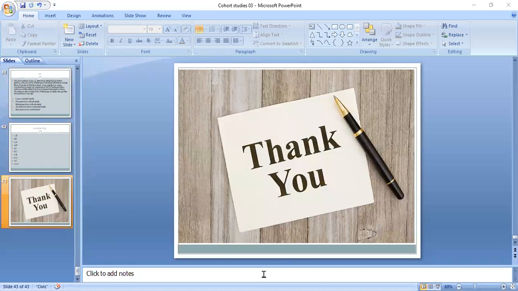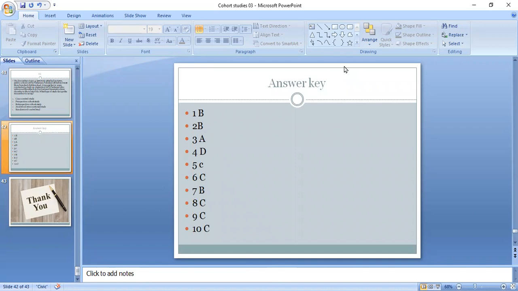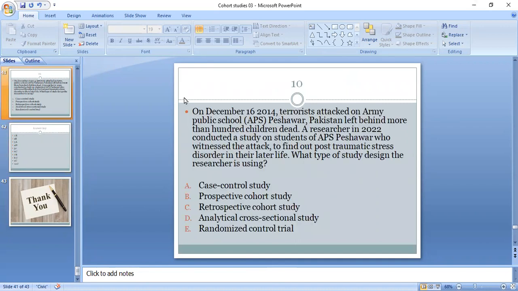Very nice presentation, and very beautifully you have covered all the important aspects of study design. One of my observations: if you please go to your last MCQ, MCQ number 10, please.